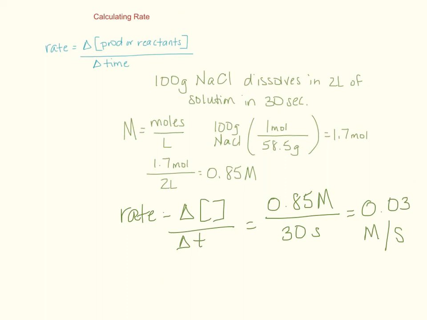So that's how we can calculate rate given a mass, a volume of solution, and the time that it takes for that amount of solid in that volume of solution to dissolve. We just take it and we use our moles over liter to get our molarity, which is a measure of concentration, divided by time to get our rate of 0.03 molar per second.